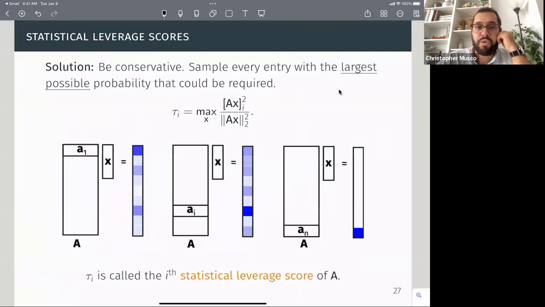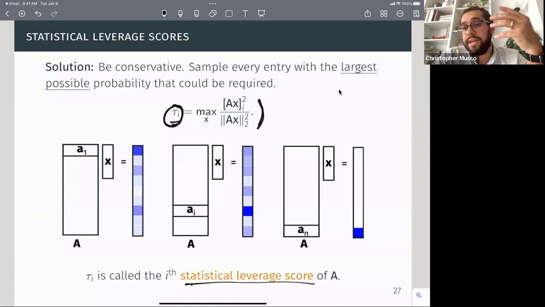Sample every entry with the worst possible probability, with the highest probability it could have had for any choice of X. So the leverage score formally is equal to the maximum over all choices of X of this sampling probability, (AX)_i squared over the 2-norm of AX squared. So for all choices of X, what's the largest that entry could have been relative to the size of the entries in the rest of the vector? I'm denoting that by tau_i, which is known as the statistical leverage score of the matrix A. It's only of A now because it doesn't depend on X. It's defined as this maximization problem over X.